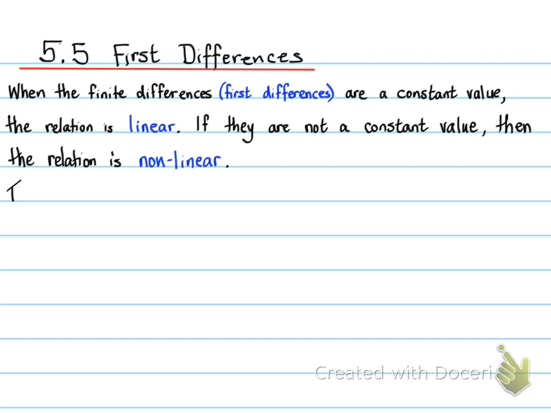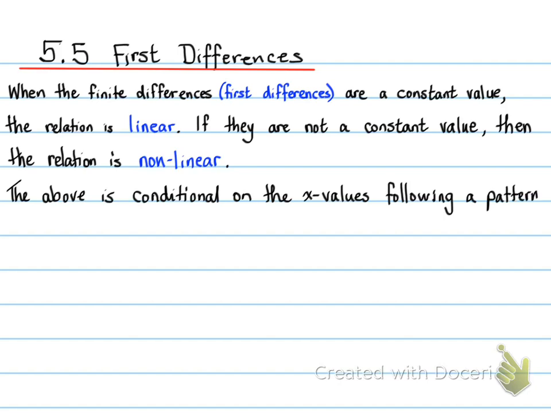So at this point in time, in the first time you learn about finite differences, we only look at the first differences. Now we're going to look at some examples that refer to how to define whether something is linear or not. Now, the above is conditional on the x values following a particular pattern. It is important to note that before you even can look at the first, second, or any sort of finite difference, you must ensure that the x values follow a specific pattern. We're going to look at that specifically in the examples that follow.